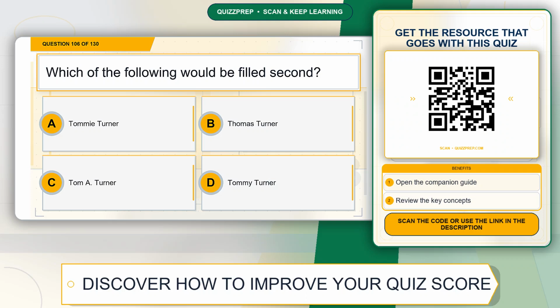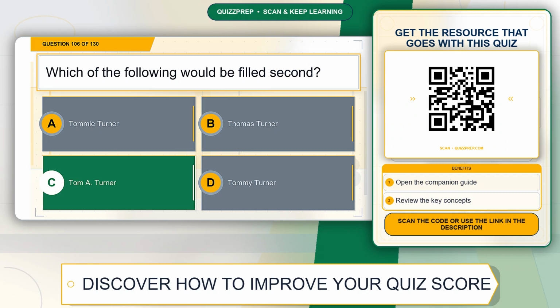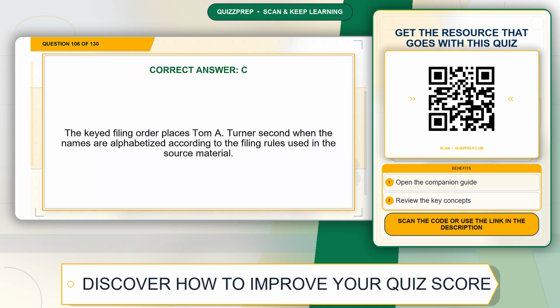Question 106. Which of the following would be filed second? Option A, Tommy Turner. Option B, Thomas Turner. Option C, Tom A. Turner. Option D, Tommy Turner. The correct answer is option C, Tom A. Turner. Explanation. The keyed filing order places Tom A. Turner second when the names are alphabetized according to the filing rules used in the source material.